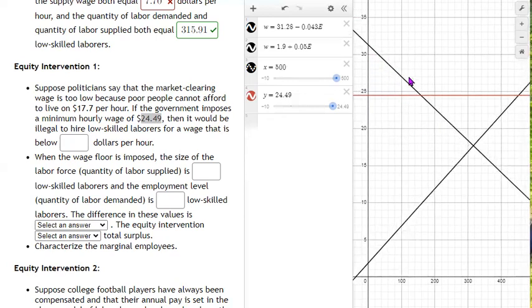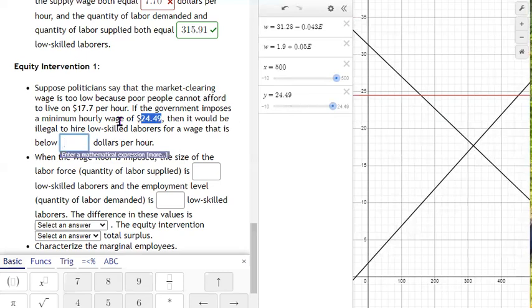Okay, so now I've got my demand curve, I've got my labor supply curve, and I've got this minimum wage at 24.49, right? The imposition of this 24.49 minimum wage means it's illegal to hire a low-skilled laborer for a wage that is below the 24.49. It's actually illegal to do that.